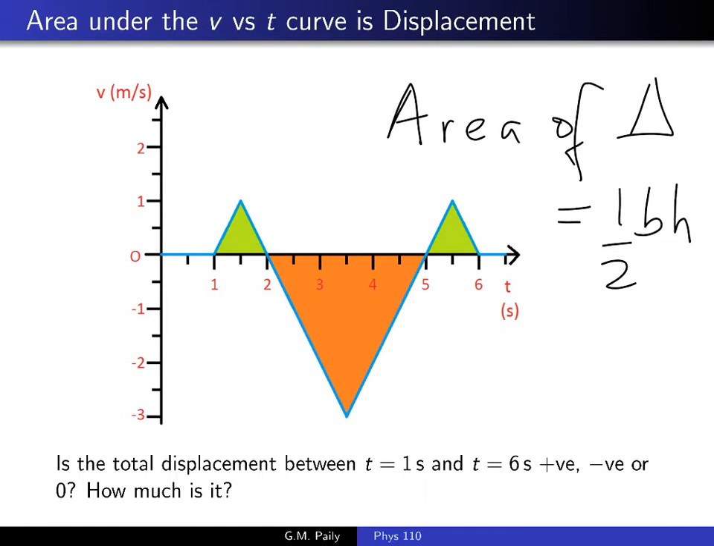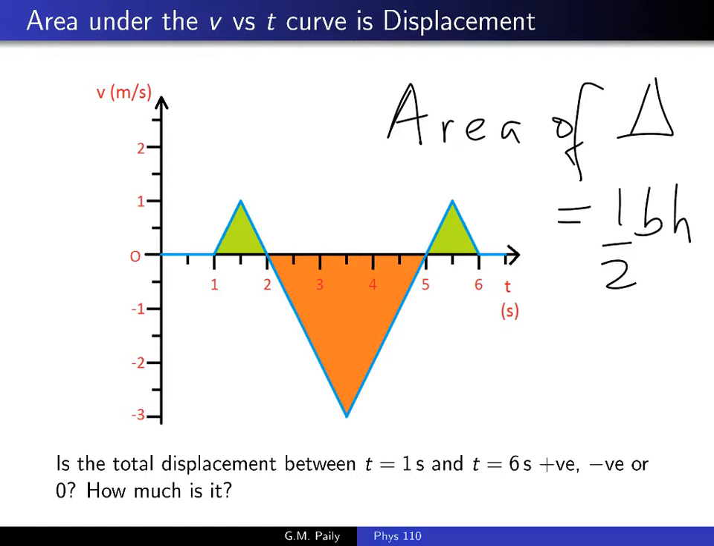What about this area? Here we see that the base is 3 seconds, but the height is -3 meters per second. And so the area, using this formula, is 1/2 times 3 seconds times -3 meters per second. This is -9/2 meters.